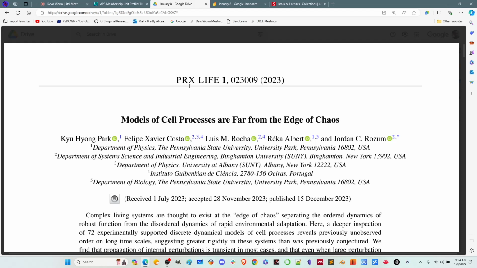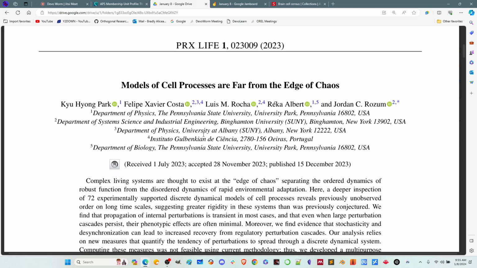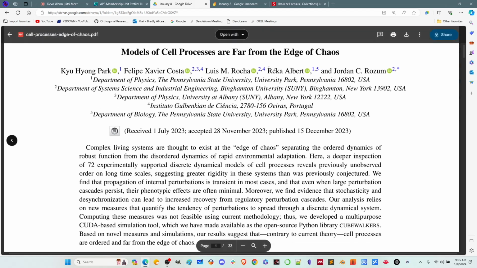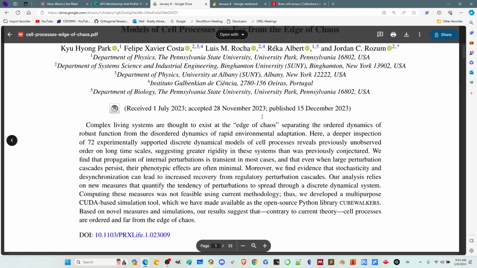There are a lot of interesting papers coming out in that journal. I think they've had like two issues so far. This one is from the first issue. This is "Models of cell processes are far from the edge of chaos," and there are a number of authors on this.